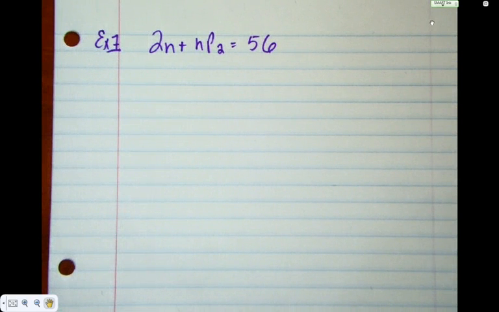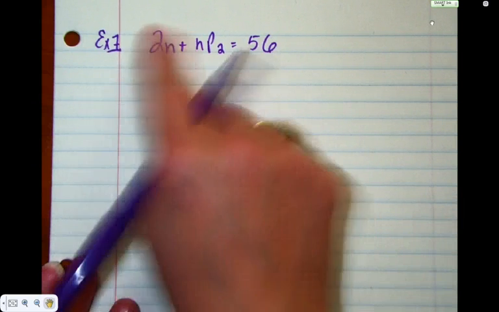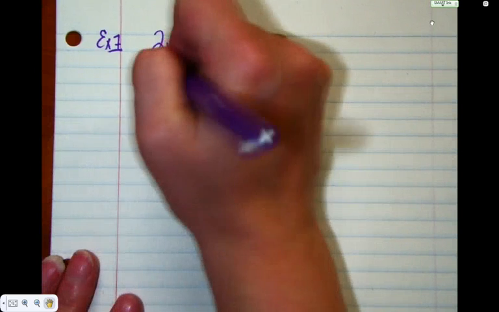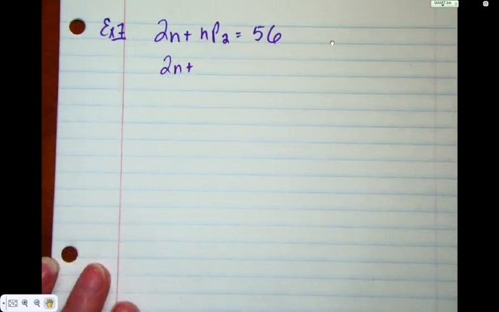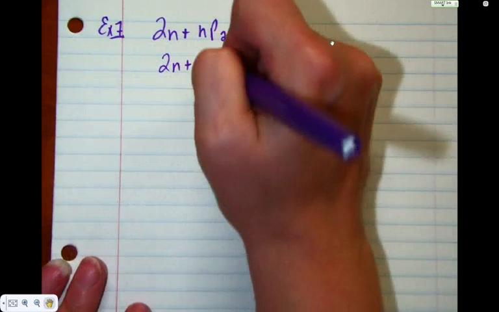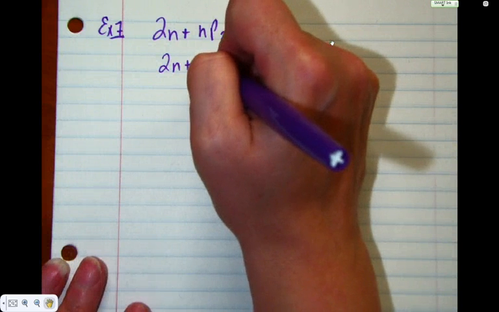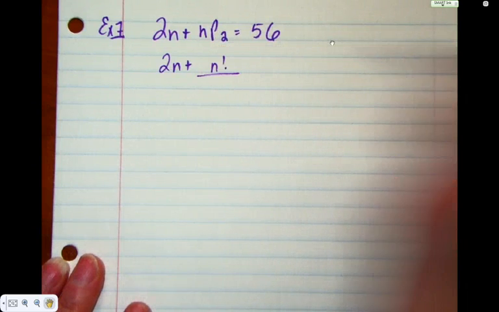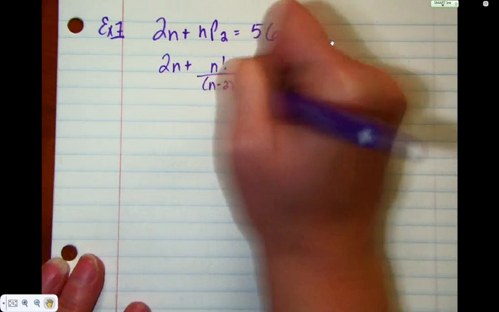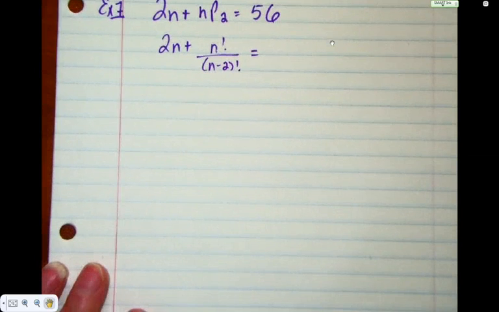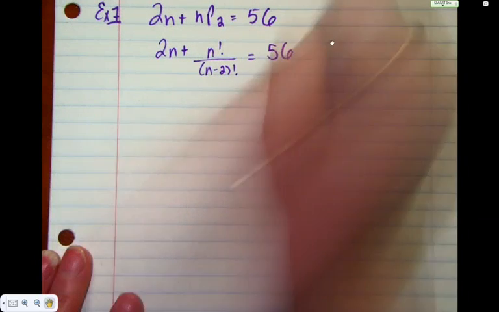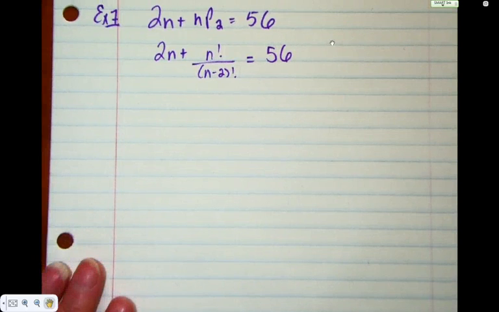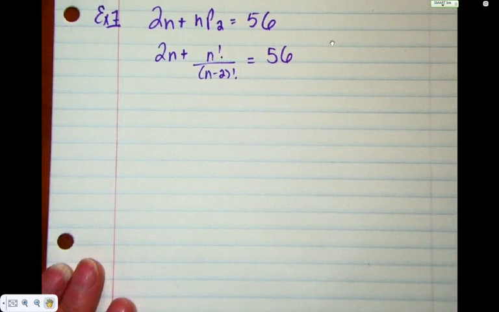Okay, step 1. Okay, what do I do with this 2n? Yeah, just leave it. nP2 equals? So step 1 is formula. What is step 2? Simplify.